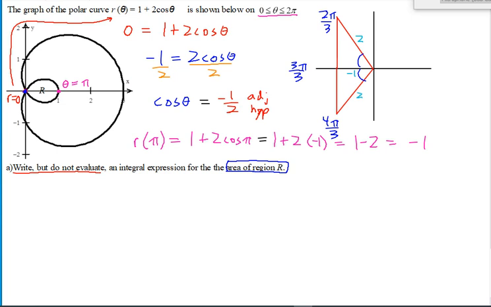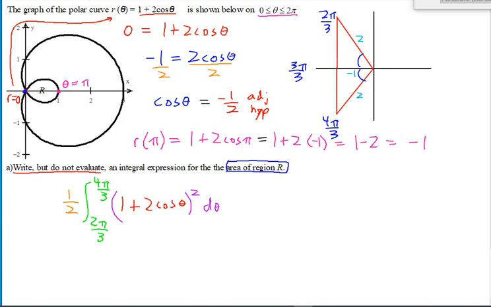So then to write the expression for the area, it'd be 1/2 integral. We figured out the lower limit, the starting angle, is 2 pi over 3. The upper limit, stopping angle, is 4 pi over 3. That's where the radius is 0, where the loop starts and stops. And then we have the radius squared. So 1 plus 2 cosine theta, that's our radius this time, squared times d theta. Again, we just have to write, but do not evaluate.